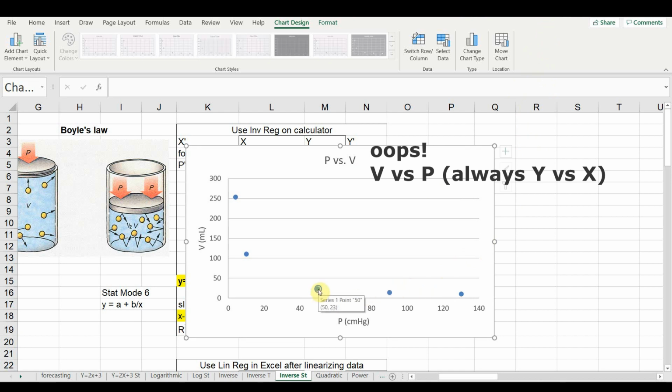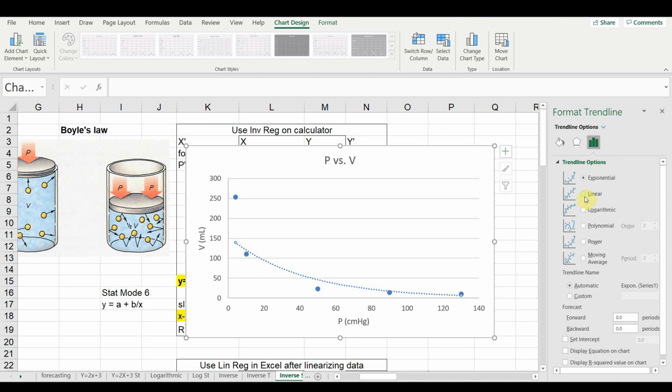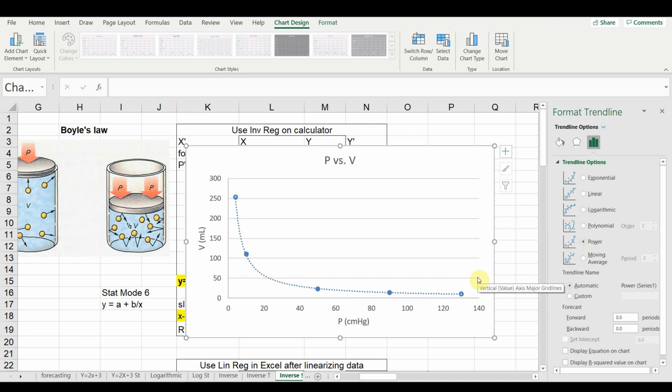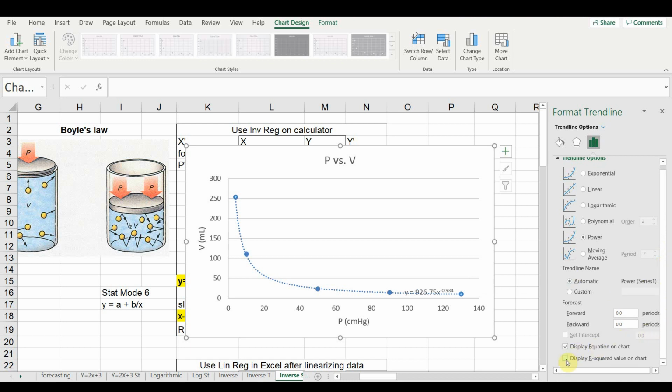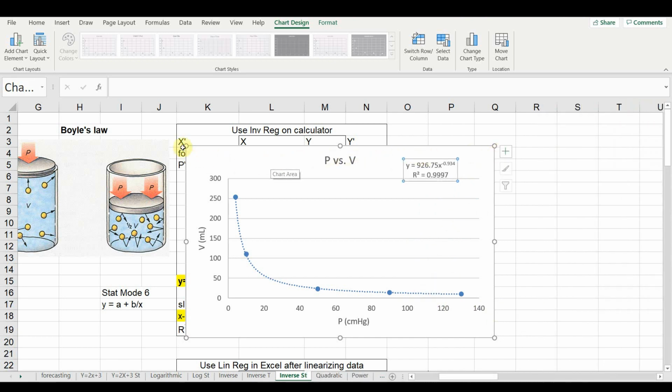Right click on any of the points and we'll add a trend line. Now you notice we don't see an inverse trend line function here. Even though we know that pressure and volume is inversely related, well, what are we going to do? Exponential, not a very good fit. Logarithmic, not so good. Polynomial, not at this point. Power function appears to give a very good fit. Let's try that. Display the equation, display the r squared. Okay, take a look at that.